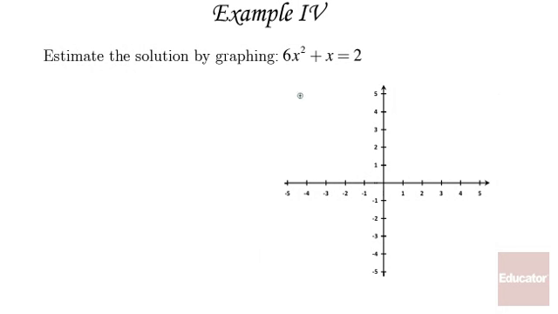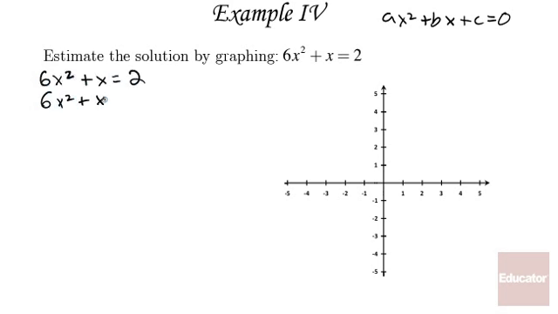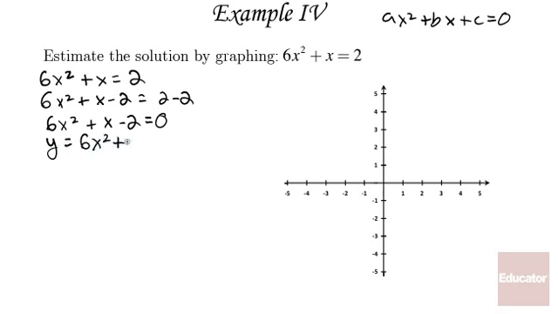This time we're asked to estimate the solution by graphing. So that indicates to me that these solutions are not going to be integers. And so for graphing, the best I can do is to estimate. Putting this in standard form, 6x squared plus x equals 2. Subtracting 2 from both sides. Now I have an equation in standard form with a corresponding function in standard form.